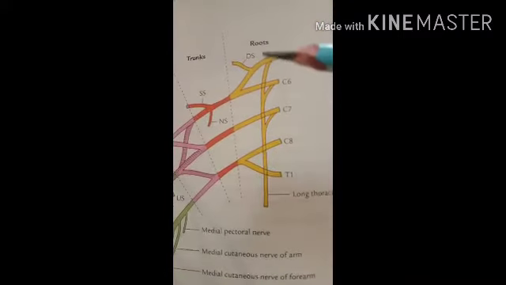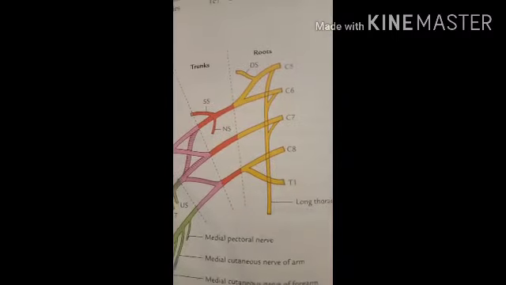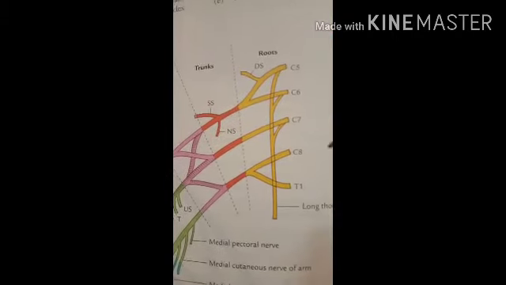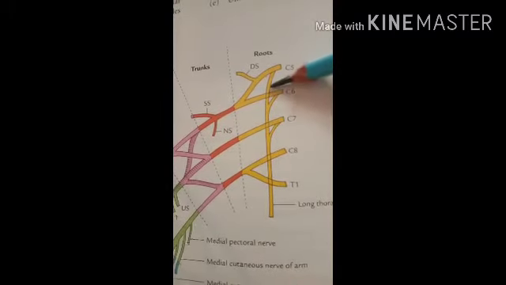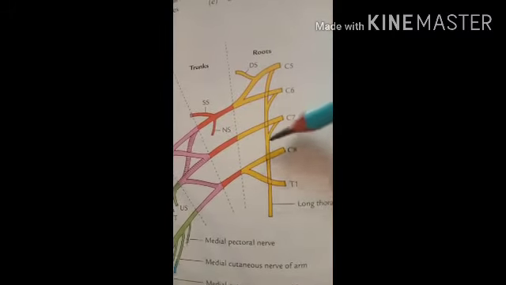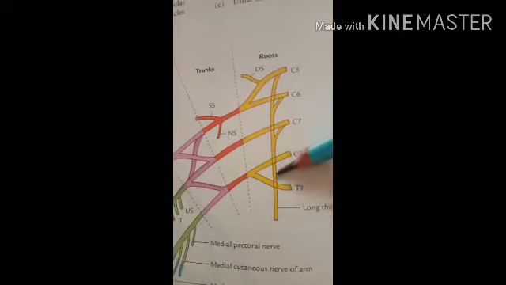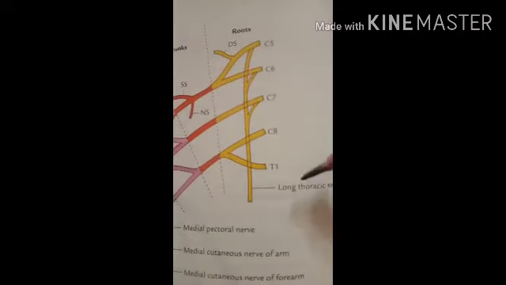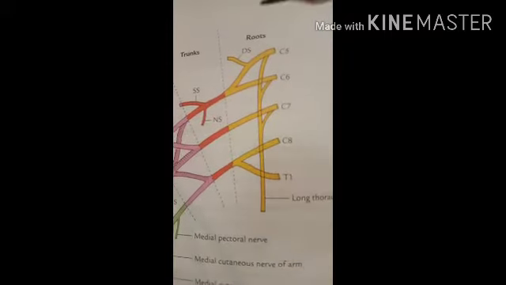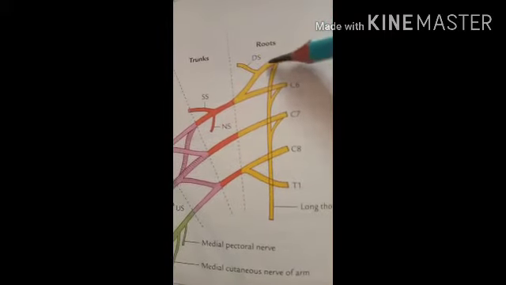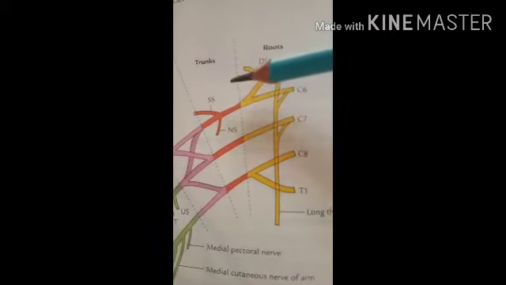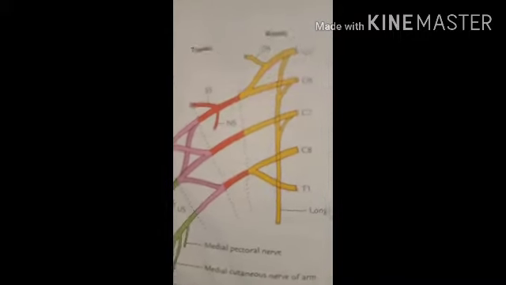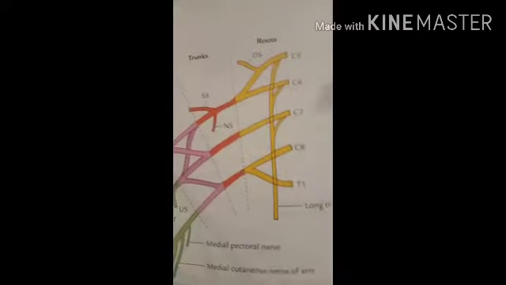So let's see the branches of the roots. From the roots, two branches come out. The first is the long thoracic nerve, which comes from C5, C6, and C7. The second is the dorsal scapular nerve, which comes out from C5. So these are the two nerves which originate from the roots.